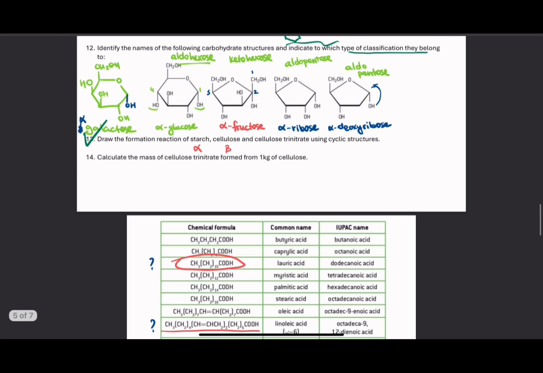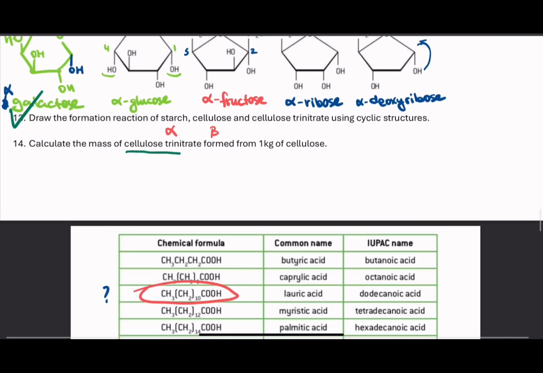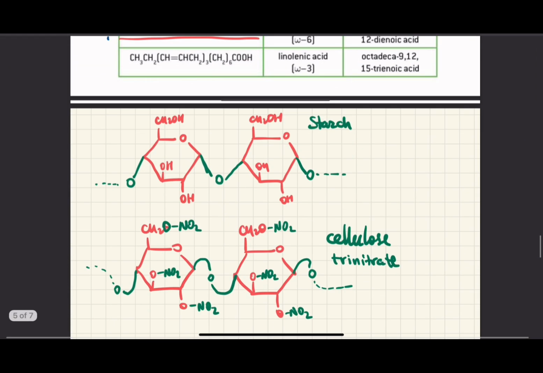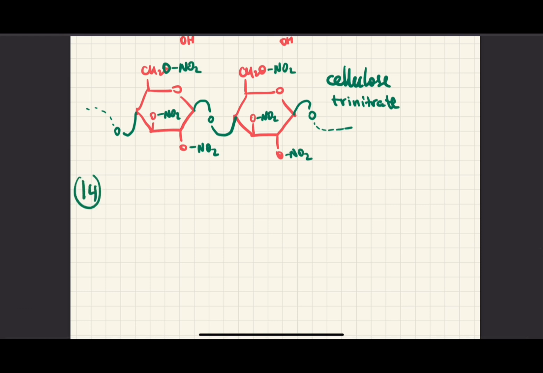Now it's asking you to calculate the mass of cellulose trinitrate formed from 1 kilogram of cellulose. In this case, you don't actually need to draw the cyclic structure because it's not asking you for it. So we're gonna start with cellulose. They basically want you to make the calculation on this portion. But we know that the cellulose is C6H10O5, so this is N amount, right?